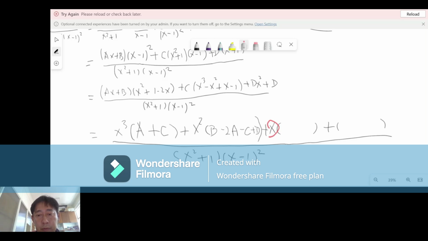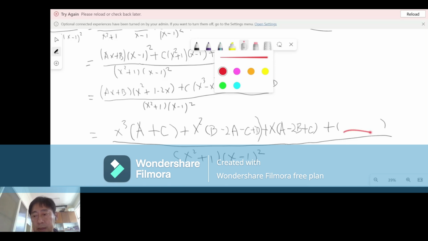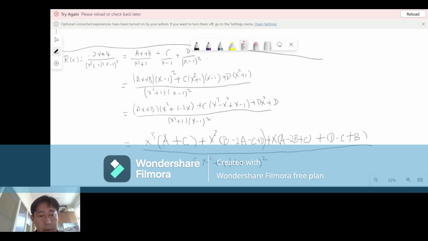For the coefficient to x power 1, we have the contribution of a and minus 2b, c, and there's no contribution from the d term. The coefficient that is independent from x comes from d minus c and b. So we are now in the position to compare the coefficients of x power 3 in the numerator function here to the numerator function in the original r function.